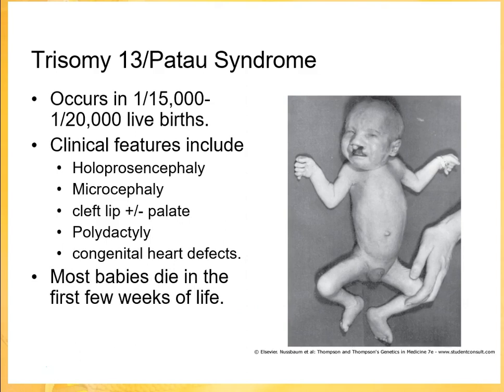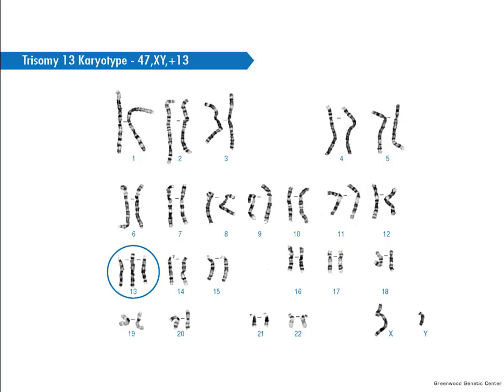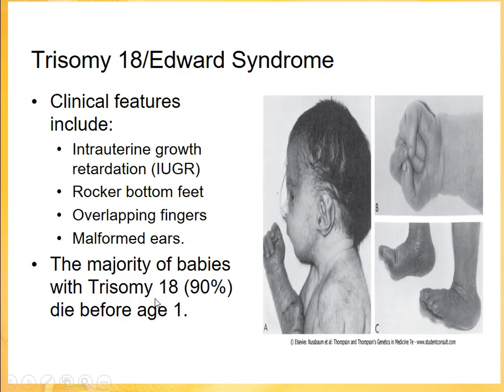Less than 10% make it to a month, and less than 1% make it to a year. And the vast majority are lost during the pregnancy. And here we have a karyotype with 3 copies of chromosome 13.